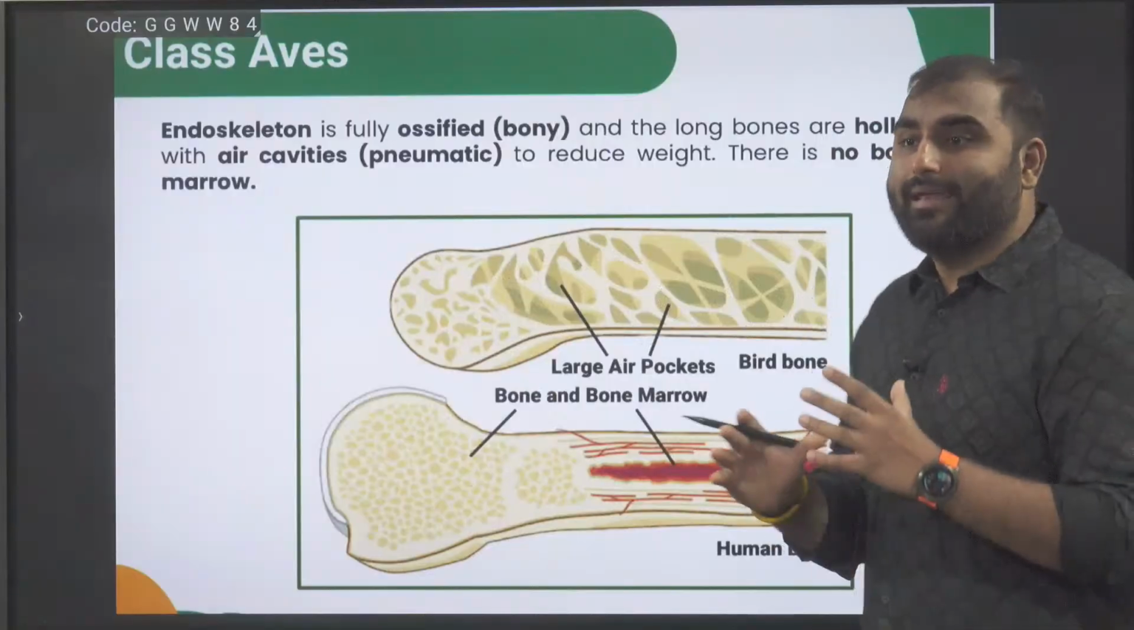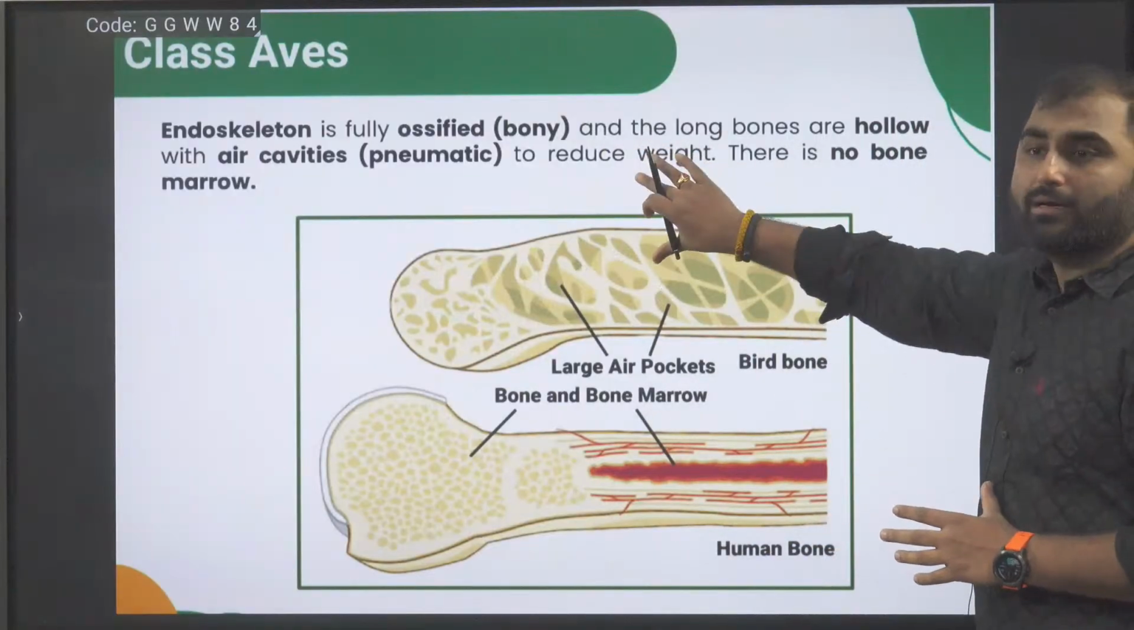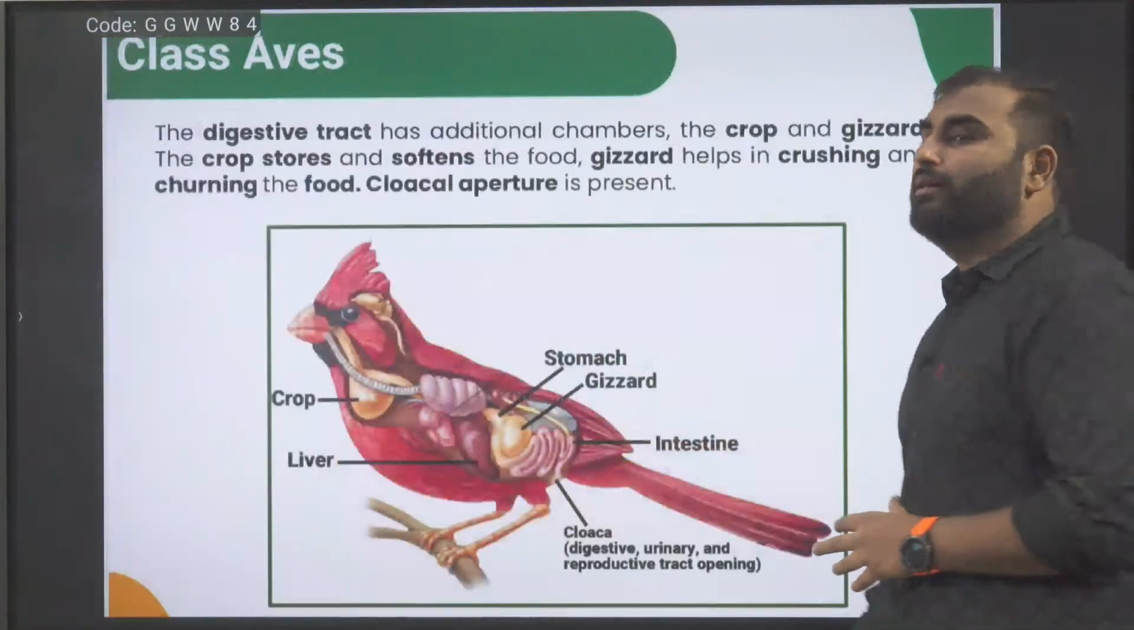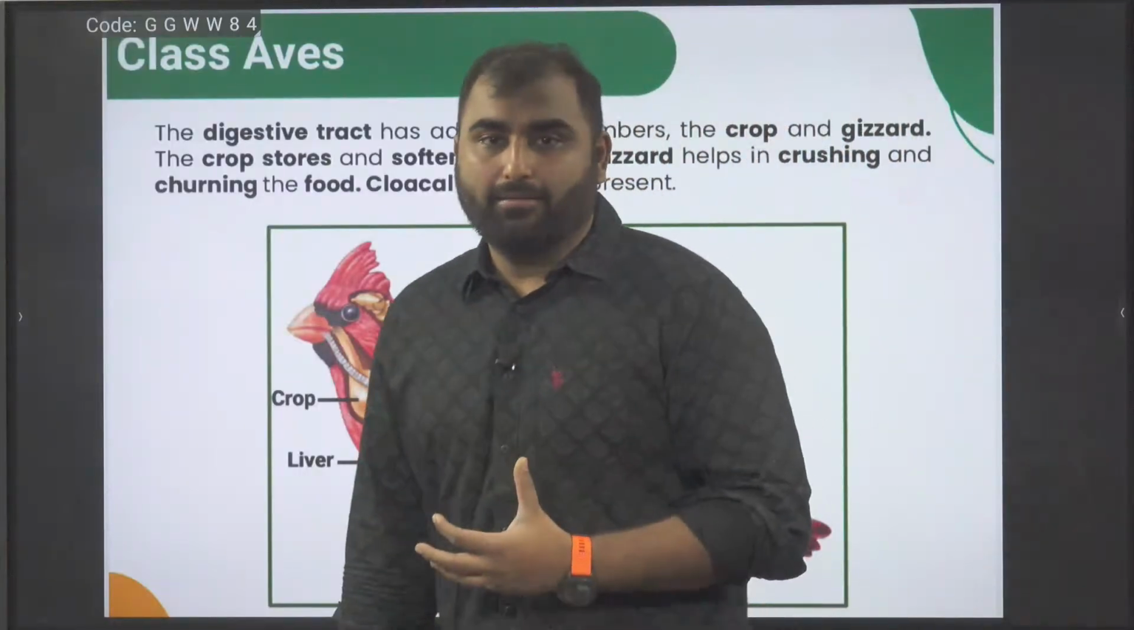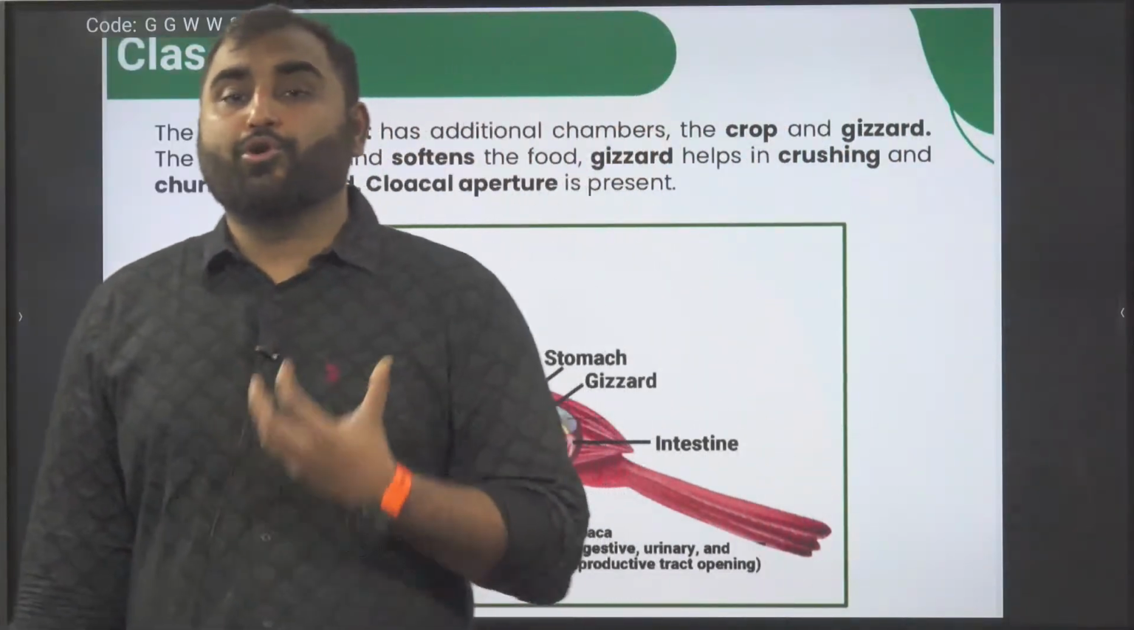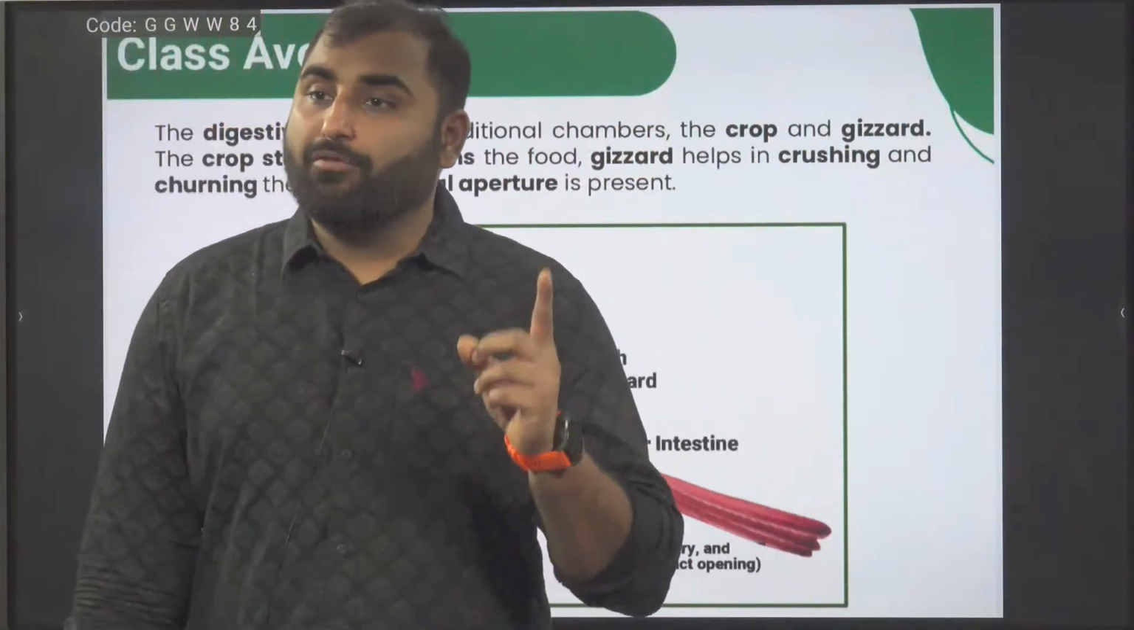That makes the bone very light, and that is called pneumatic bones, which reduces the body weight, and that is an adaptation for flight. Having hollow cavities in the bone, pneumatic bone, that is an adaptation for flight.